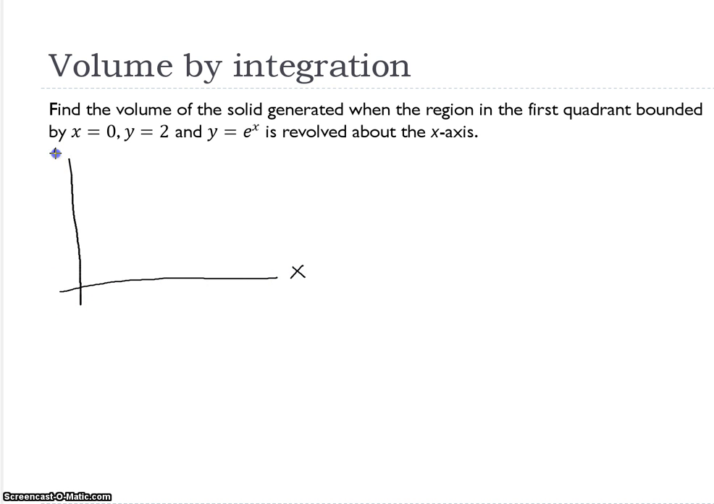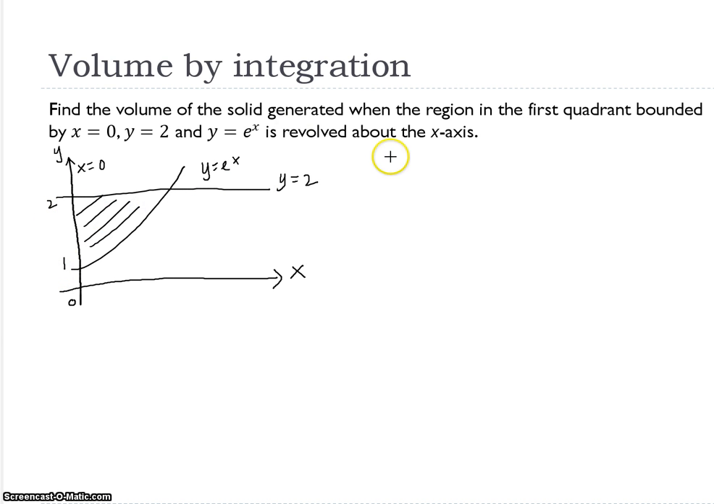So we have the x-axis, the y-axis, and the function y equals e^x. We have the line y equals 2, and this is x equals 0, which is the y-axis. So what's the value here? This is where x equals 0, so y equals e^0, and e^0 equals 1, so y equals 1 here, and then y equals 2 is here. So this is the region that we're going to rotate about the x-axis.